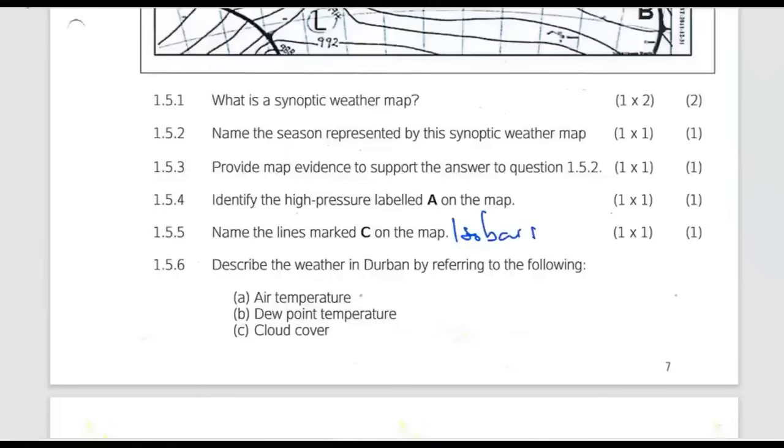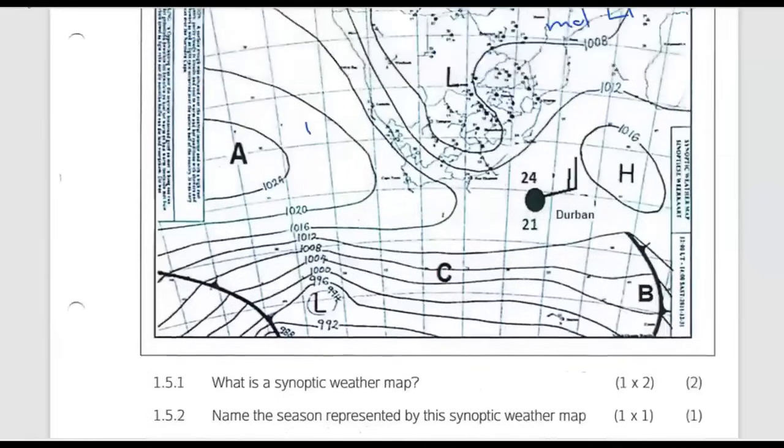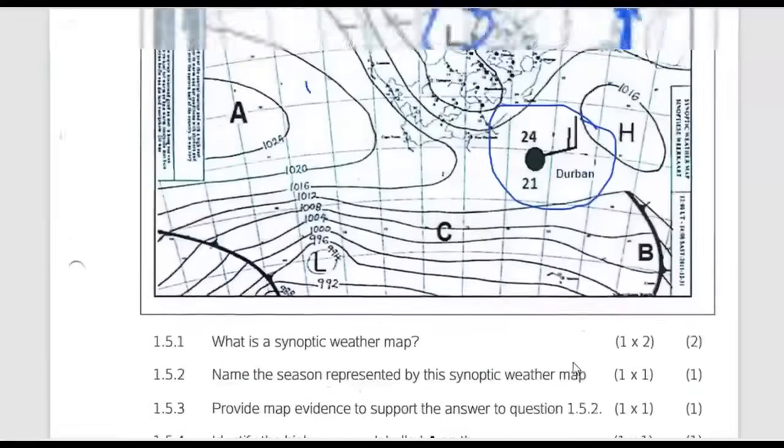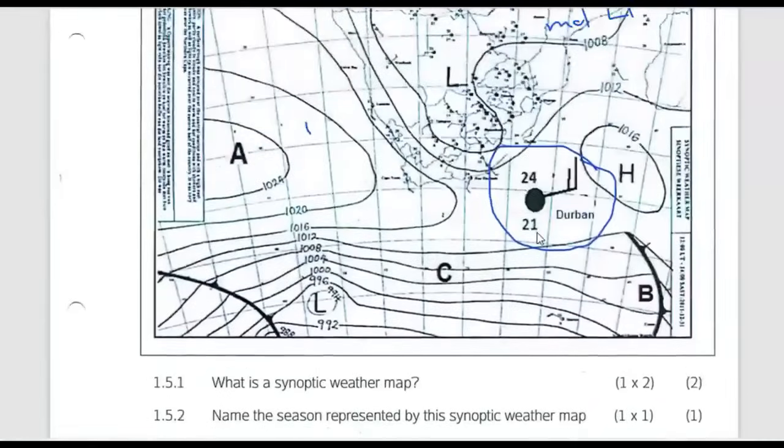Describe the weather in Durban by referring to the following. We want to check Durban and see what the weather conditions are like. We are summarizing this weather station here. Right, what is the air temperature between the two? This is 24 degrees Celsius, this is 21. The air temperature is the maximum or the bigger value of temperature on the map, which is 24. That is our air temperature, 24. And remember to put units of measurement. Our temperature is presented in degrees Celsius. And the dew point temperature is the minimum temperature, which is 21 degrees Celsius.